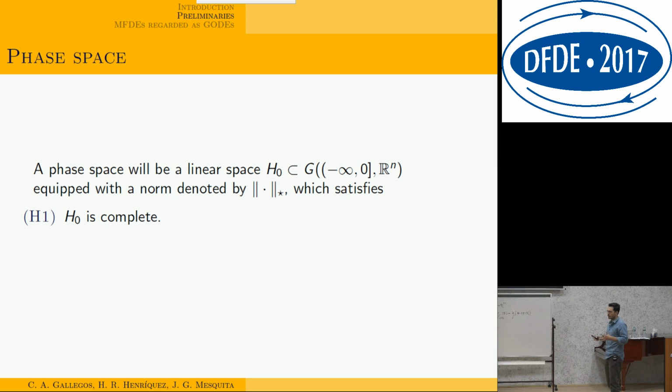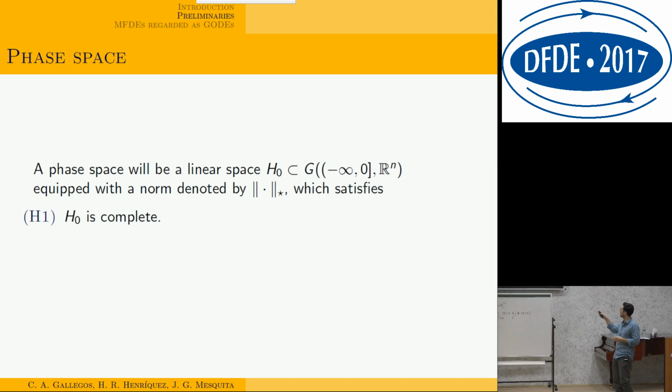Well, in this context of infinite delay, we need to work on a phase space. A phase space is the domain of the first argument of the function f, the function little f in the equation. And we will employ the axiomatic approach utilized by Antonín Slavík in 2013. Okay? Then for us, a phase space will be a linear space H_0, a subset of the regulated functions from minus infinity to 0 to R^n, equipped with a norm, and which satisfies four conditions.